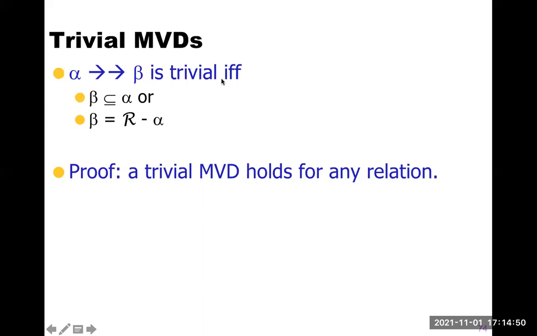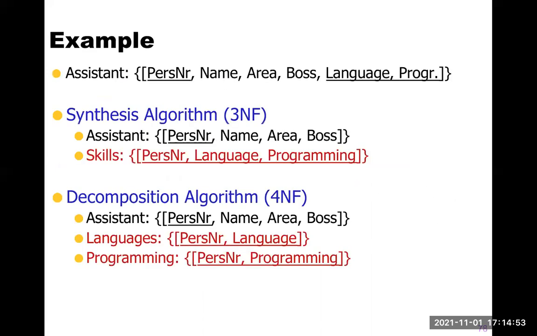So this table conforms to the normal form due to the fact that it has only a trivial dependency from person number to language, and that's trivial. The same thing here, person number to programming, and that's trivial. So fourth normal form allows us to decompose further. It decomposes into more tables than third normal form, and third normal form doesn't recognize multi-value dependencies.